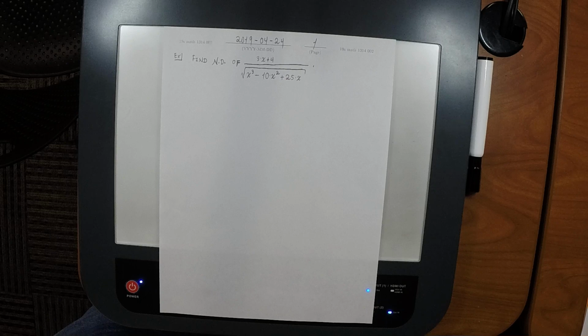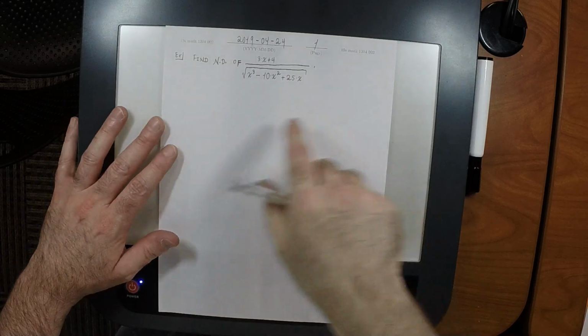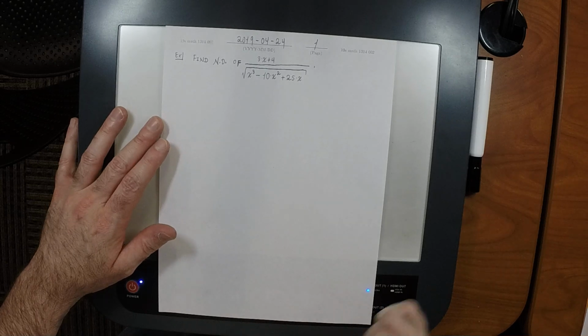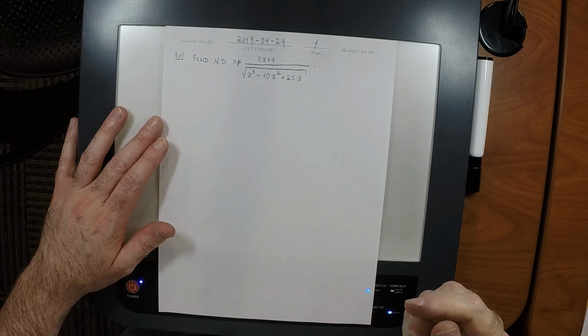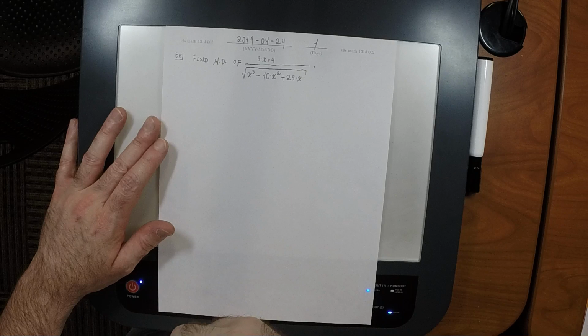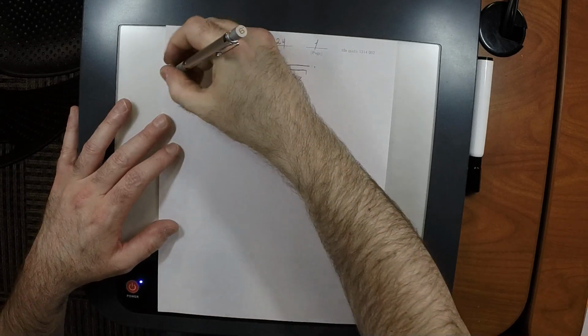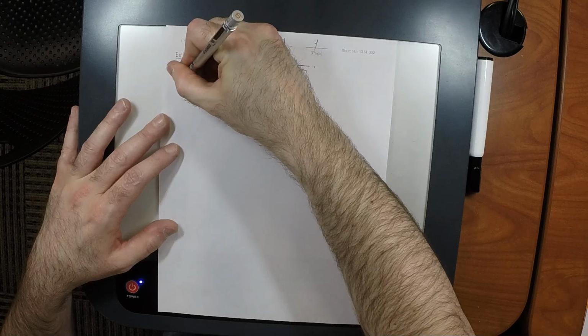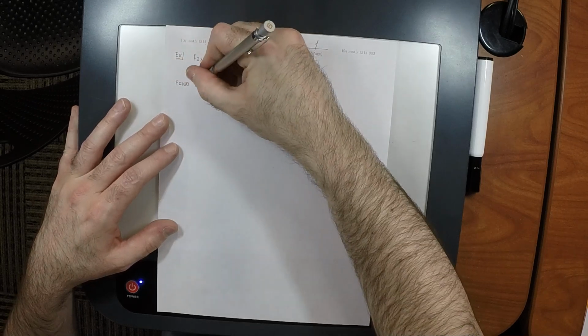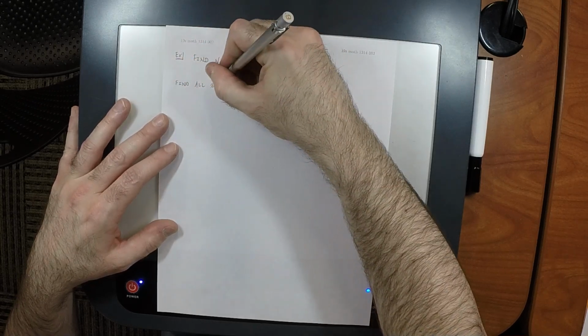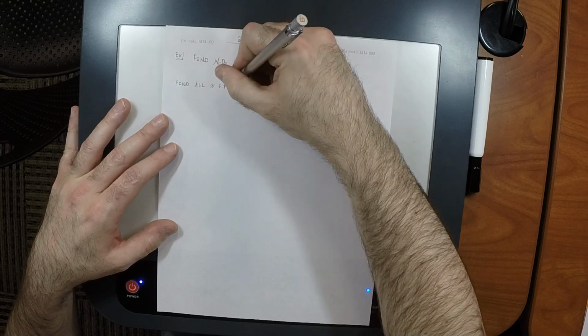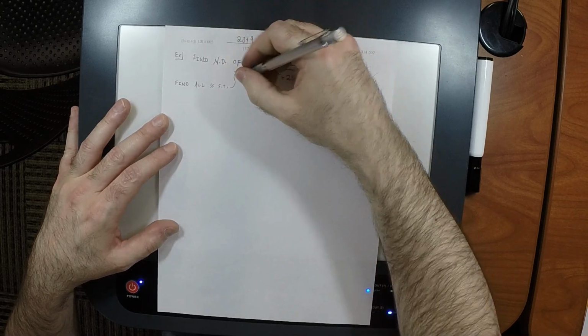So, you know what that means. Find the natural domain of that expression. That means find all of the x's that you can plug in, and the result is defined. So find all x such that that expression is defined.